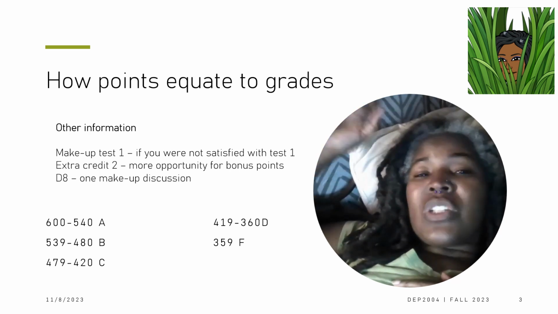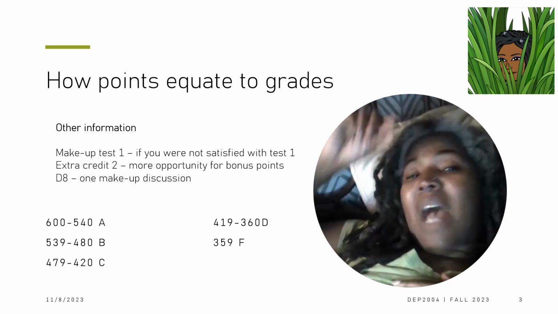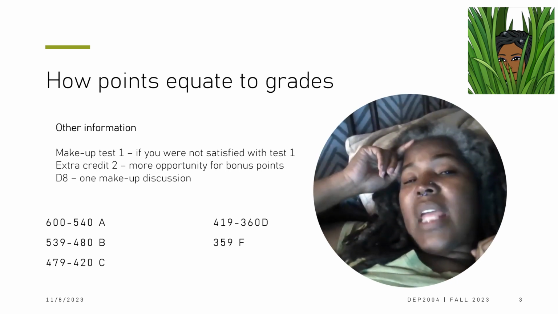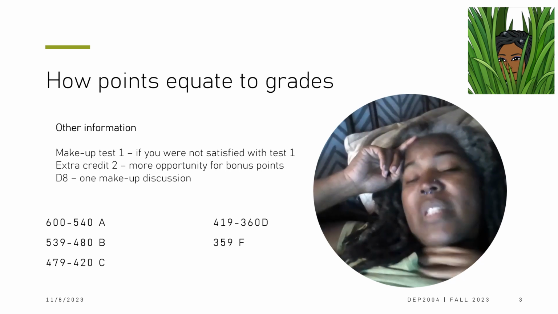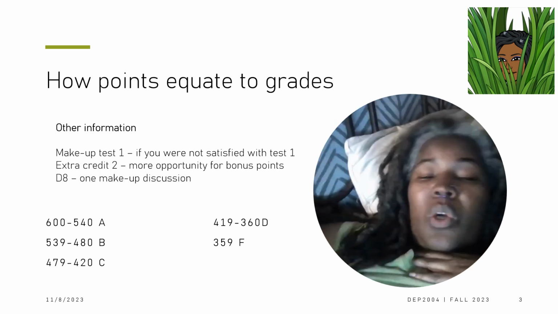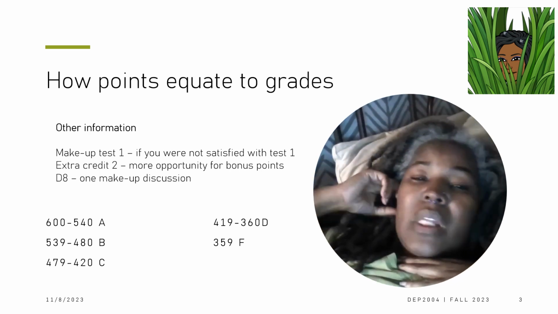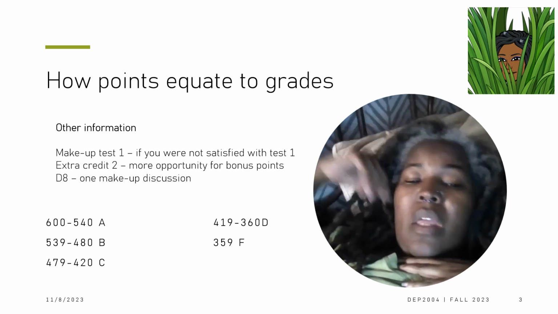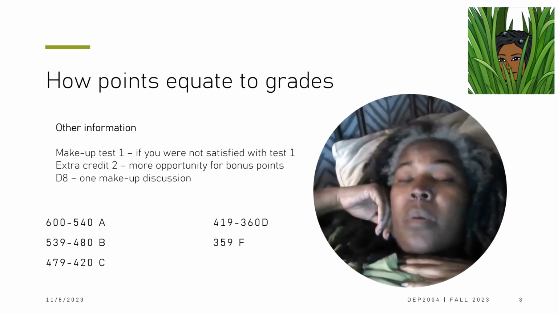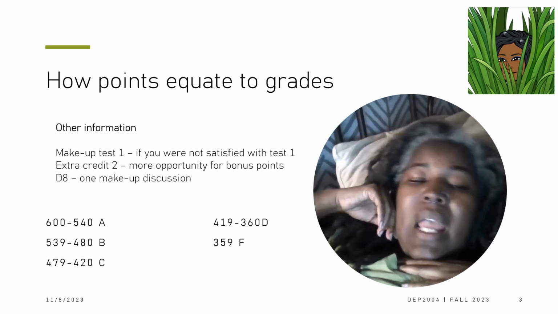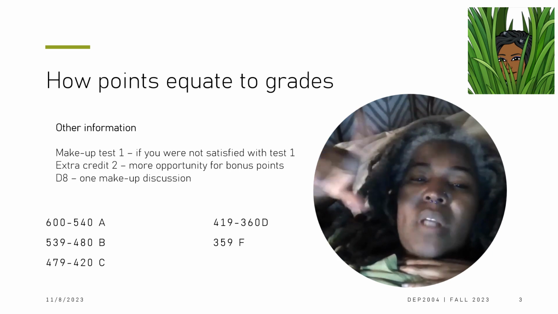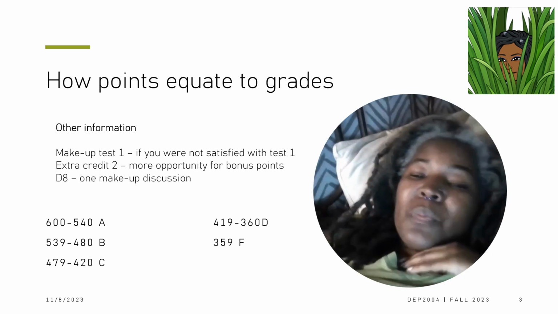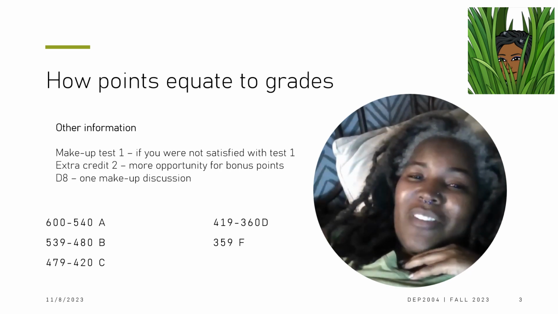So make sure you're staying up to date on how many points you currently have. To figure it out, all you have to do is go into Canvas and look at the point total, and you'll see how many points you have. Go to the grade book. Just some reminders. Remember, there's makeup test 1 if you didn't like your test 1 score. There's extra credit 2, which is more opportunity for bonus points. And then there's one makeup discussion, D8. So there's still plenty of time to finish up strong.